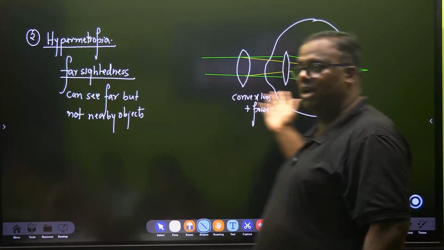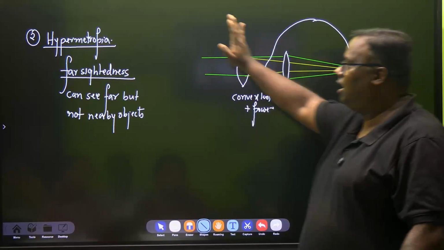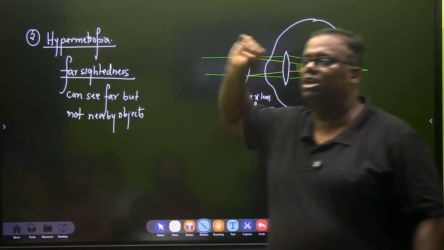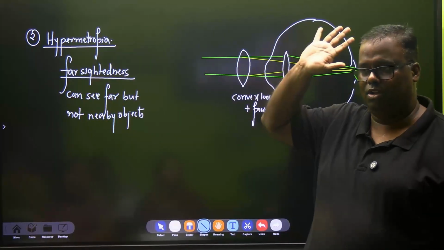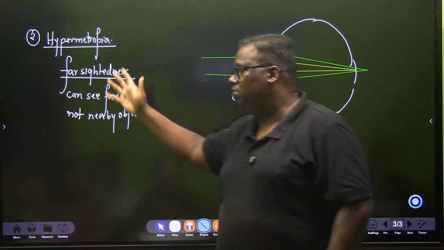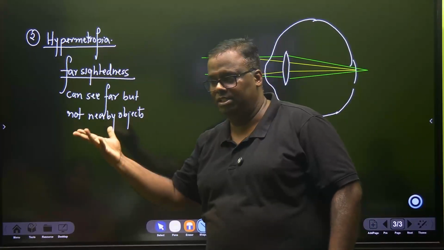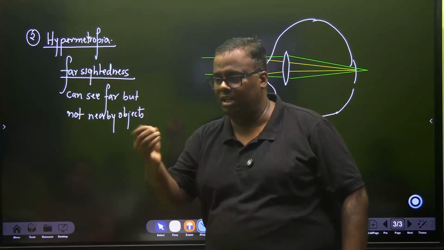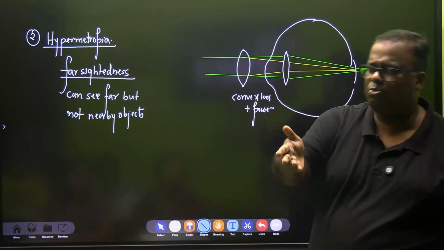Now I'll come to my disease. So myopia and hypermetropia are diseases which can occur at your childhood level also. In your childhood, myopia is very, very prevalent. Hypermetropia is very, very rare. But her hypermetropia is very less.